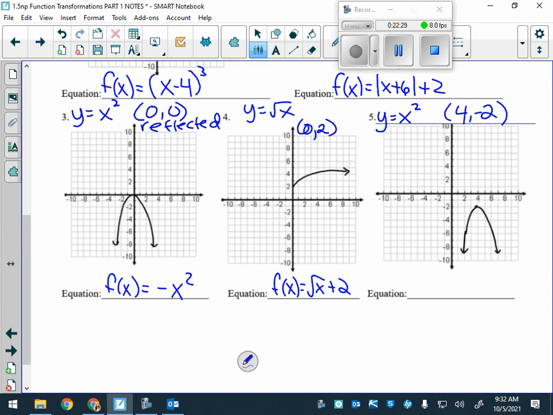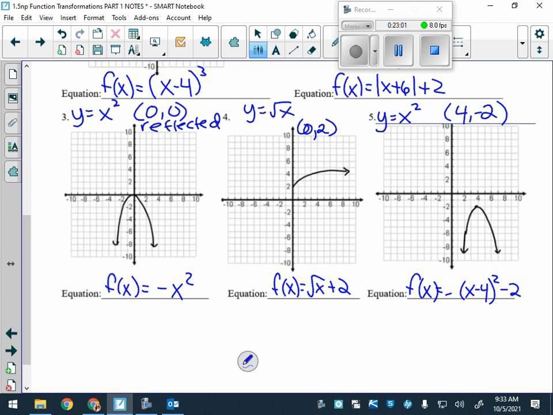Josh, go ahead. F of x equals 4 x squared minus 2. What else, Mia? Negative needs to be in because it's reflected. Okay. How many of you did have that for that one? It's opening down. It's upside down. Okay. All right.